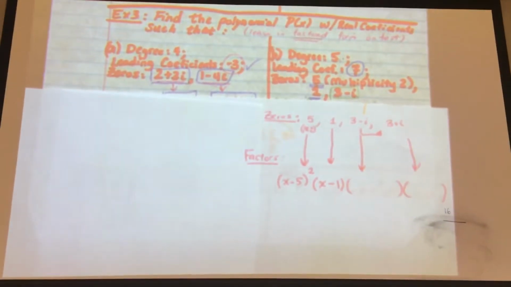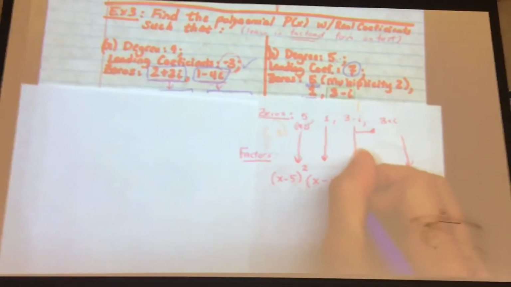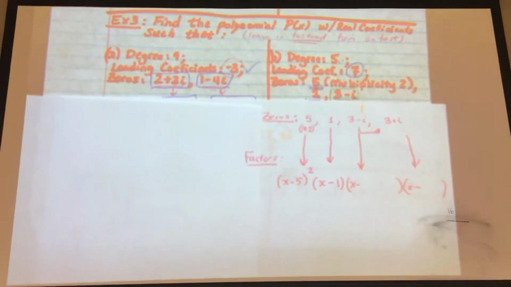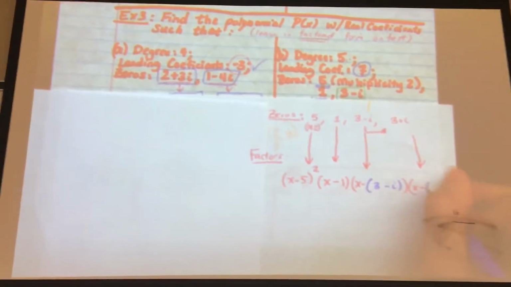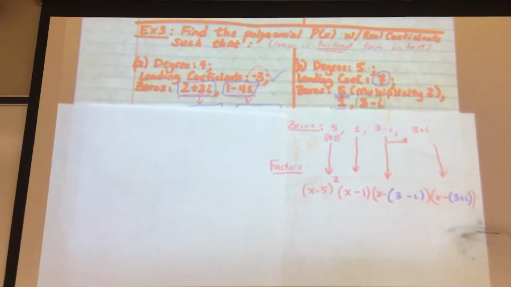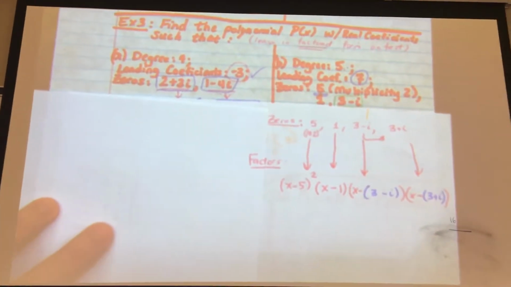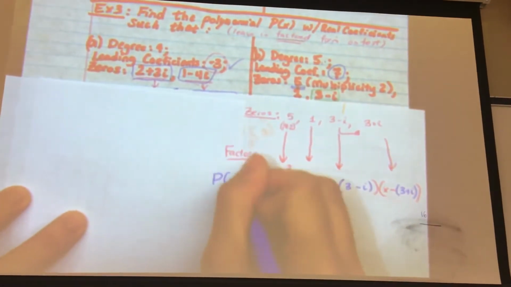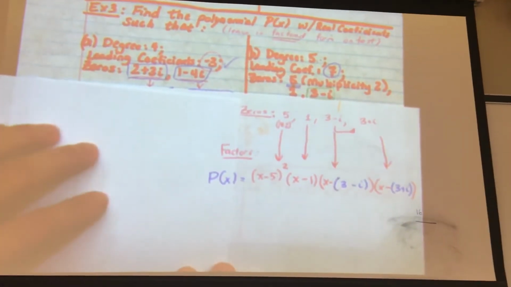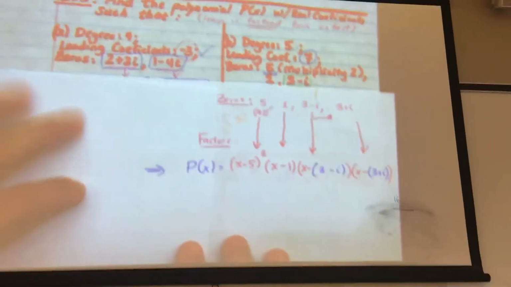And then these two are a little bulkier, right? We're going to still have x minus, but this time the zeros are 3 minus i and 3 plus i. I like to use different colors so I can see which part's which. Okay. Again, you have to write p of x equals, right? That's the actual function in factored form now.